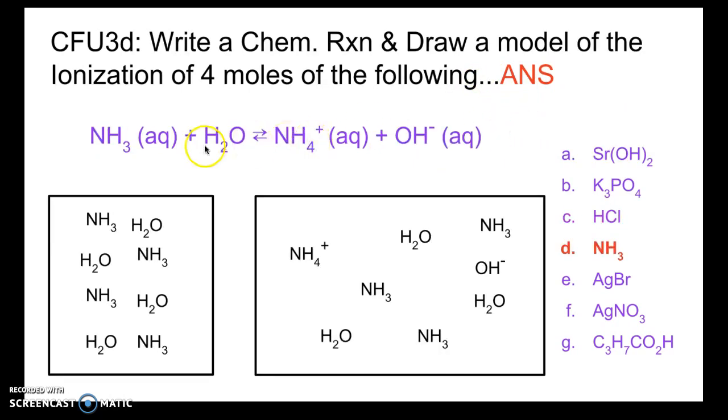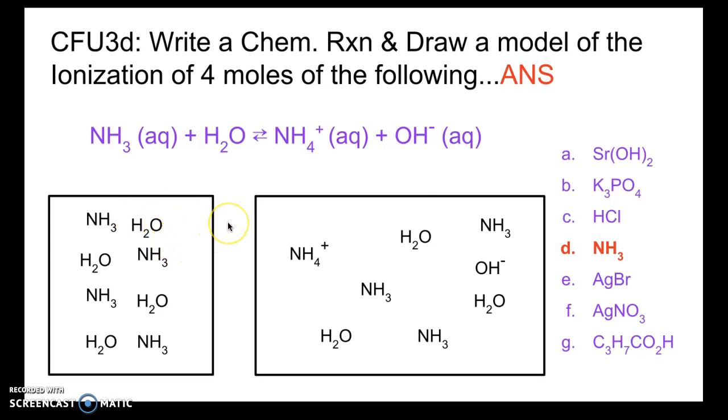For this one, we have a weak base. So NH3 is a weak base. And because it's NH3, we also have to show the H2O as well. It's a little bit of a trick. Because remember, when it's a Bronsted-Lowry base and not Arrhenius, NH3 is not going to split apart into ions. It gets the ions by reacting with water.